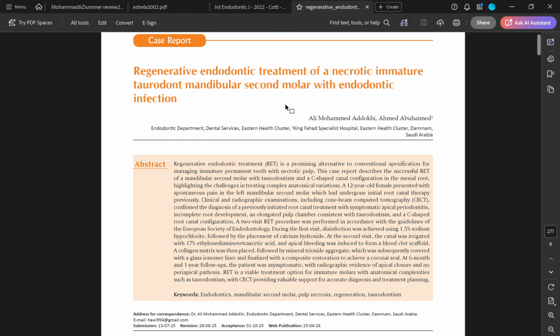So today we have an interesting case of regenerative endodontic treatment for a mandibular second molar with both C-shape anatomy and also tortuosity. This case was published by one of our graduates, Dr. Ali Addokhi, with Dr. Abuhaimed. It was published in the Saudi Endodontic Journal in 2026.